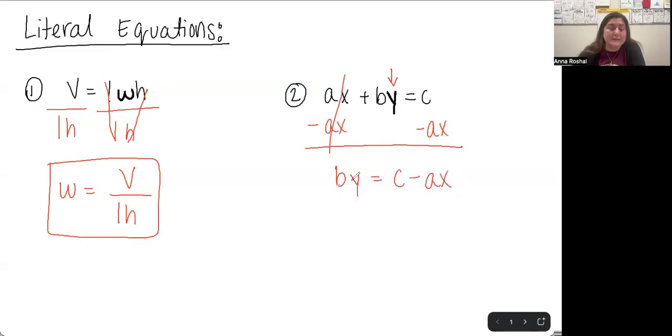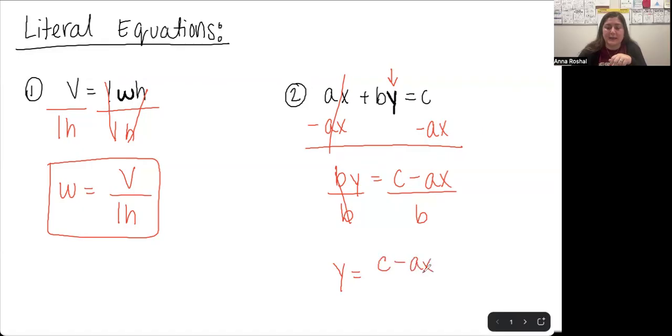And then because this by is b times y, I'm going to divide this side by b, and I'm going to divide this side by b. And actually, in most cases, you can leave it as this funky looking fraction, and it won't be an issue. So you can do c minus ax over b is going to be what's equal to y, and that'll be fine. That'll be the end of it.